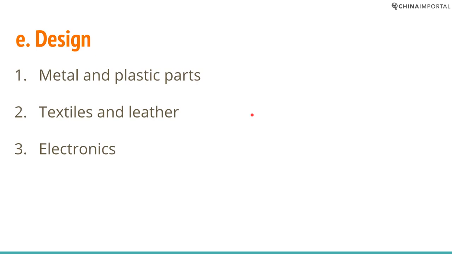Okay, and now we are at product design. So what you see here in this tutorial is that you can actually customize a lot of things. You can customize logos, artwork, colors, and so on. But what about design? And it really comes down to the product category.